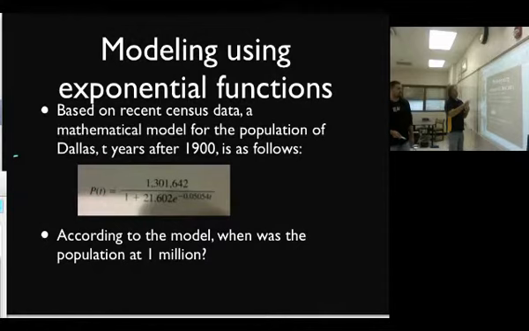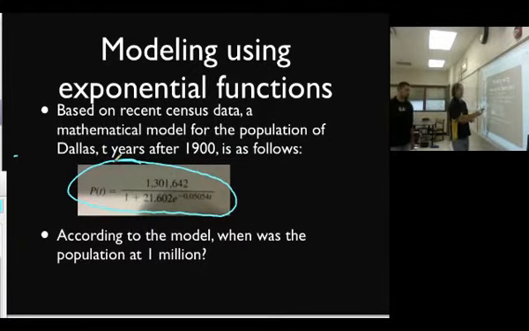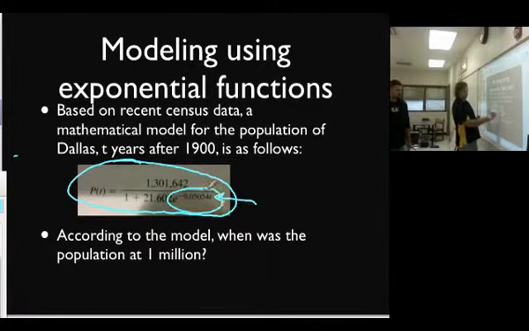All right, now we can model things with exponential functions, and so this is a population equation for Dallas from the 1900s, and it looks really ugly. I took it out of our textbook. It's 1.3 million over 1 plus 2.16 over e to the negative 0.05 something t, and t is time in years. And notice that the t is in an exponent of e, so this is an exponential equation. It looks a little different than the one I said goes there because the e is on the bottom.